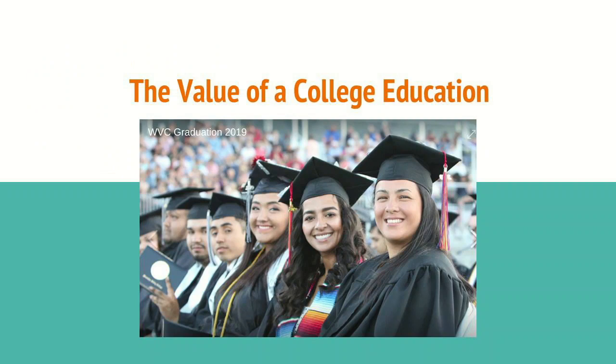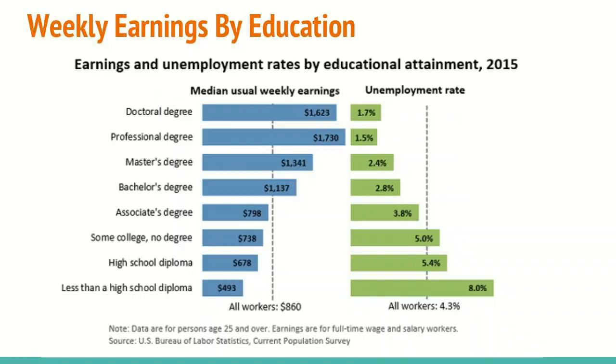Next is the value of a college education. What do you actually gain financially by getting a college education? This graphic shows us weekly earnings based on the amount of education you have. The weekly earnings are done as a median. Medians make the most sense here because if we do an average, we're taking people that make very little and trying to average them with people that make maybe millions or more a year.